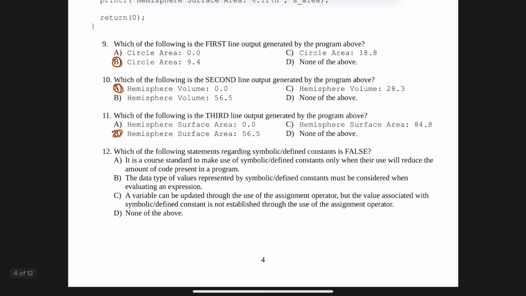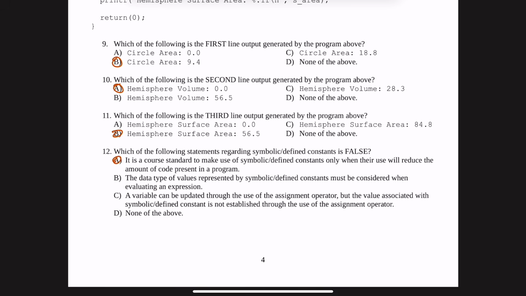Question 12. Which of the following statements regarding symbolic or defined constants is false? A. It is a core standard to make use of the symbolic and defined constants only when their use will reduce the amount of code present in a program. Well, this is going to be false. So in this course, we usually use defined constants to represent single values, a coefficient of an equation, maybe a unit conversion, right? These are numbers that we want to keep a certain precision consistent throughout, and then we might want to go back and update later on to change. So we're not reducing the code, we're just making it more maintainable in the future.